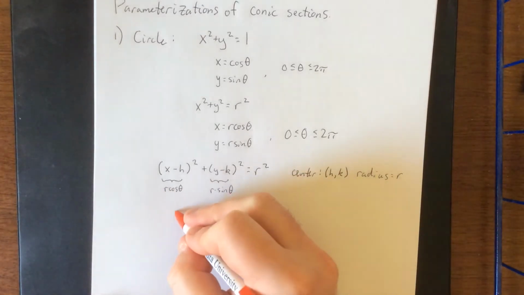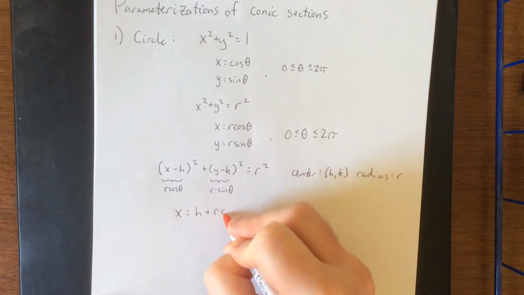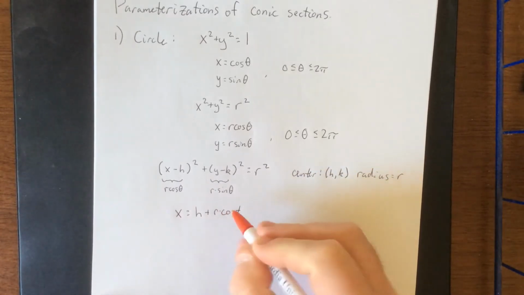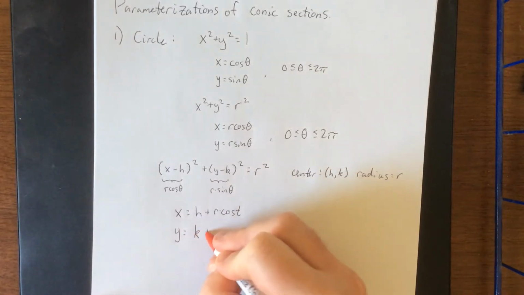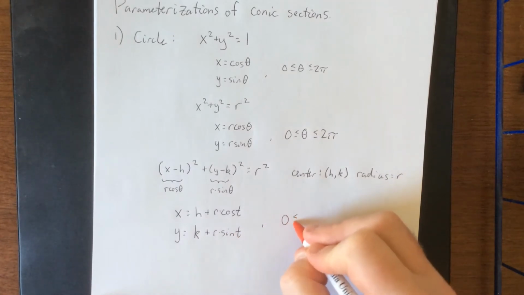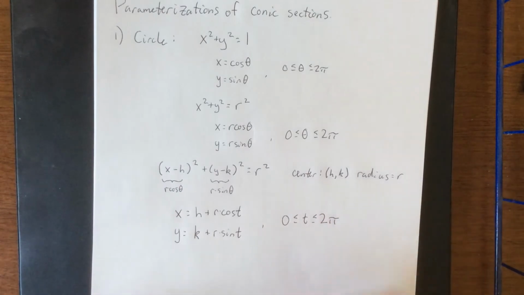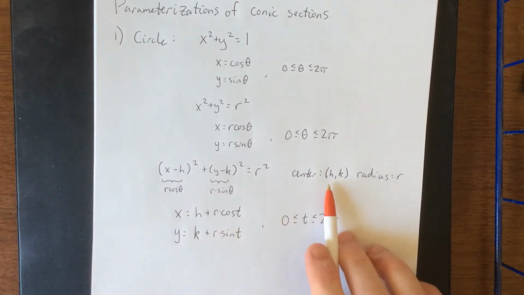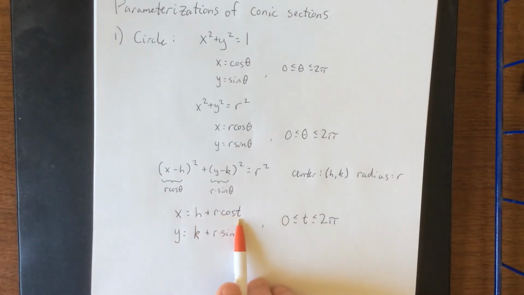Now, to finish solving this for x, we would need to add h, and to finish solving this for y, we would need to add k. As a result, this is what I would consider to be a fairly common parameterization for a circle that's centered at (h, k) with a radius of r. x is equal to h plus r times the cosine of t, and y is equal to k plus r times the sine of t.